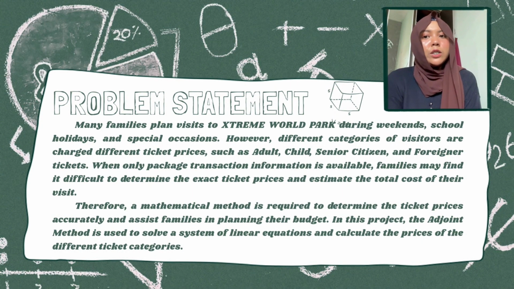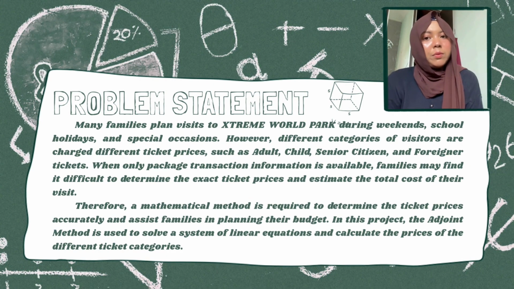Many families plan to visit Extreme World Park during weekends, school holidays, and special occasions. However, different categories of visitors are charged different ticket prices, such as adult, child, senior citizen, and foreigner tickets. When only package transaction information is available, families may find it difficult to determine the exact ticket prices and estimate the total cost of their visits. Therefore, a mathematical method is required to determine the ticket prices accurately and assist families in planning their budget.